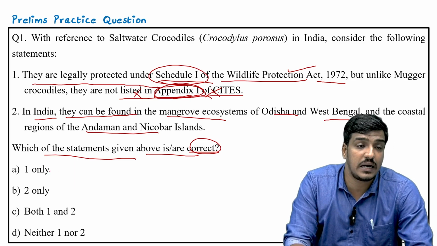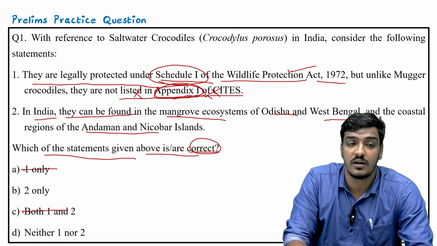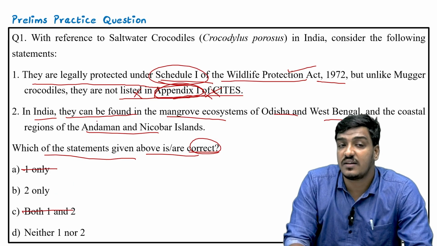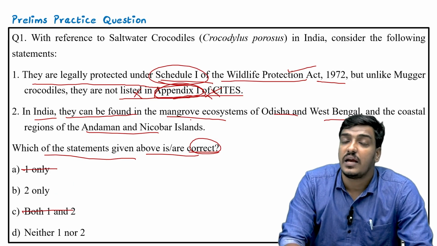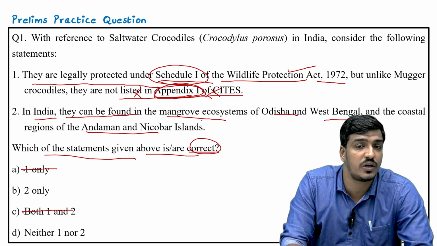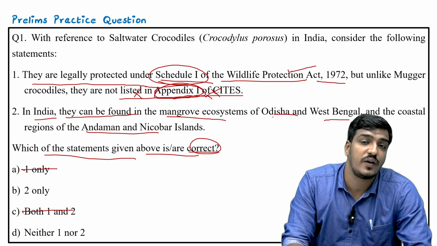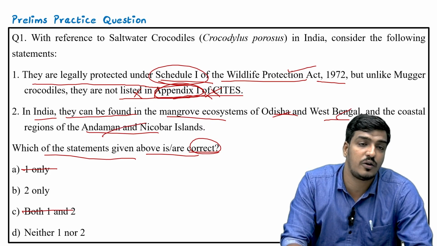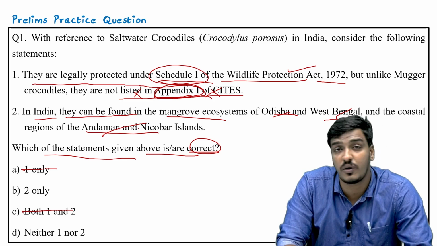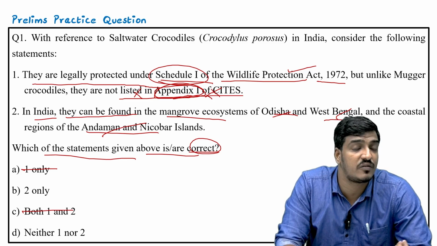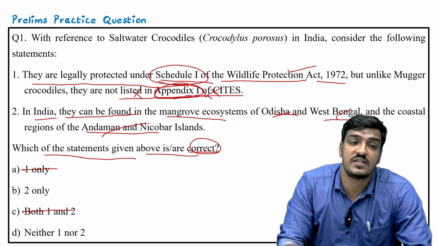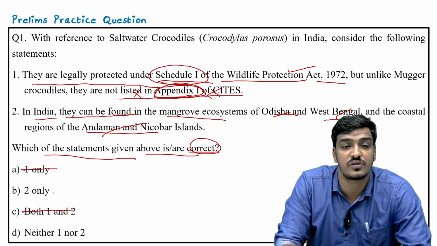So by eliminating the first statement from the options, we can narrow the options down by 2. And the second statement was correct, because its natural habitat is distributed around the mangrove ecosystems of Odisha, West Bengal and the Andaman and Nicobar Islands. Apart from these Indian territories, it can also be found in Southeast Asian regions as well as northern Australia. So the second statement was correct. The answer for this question is option B.